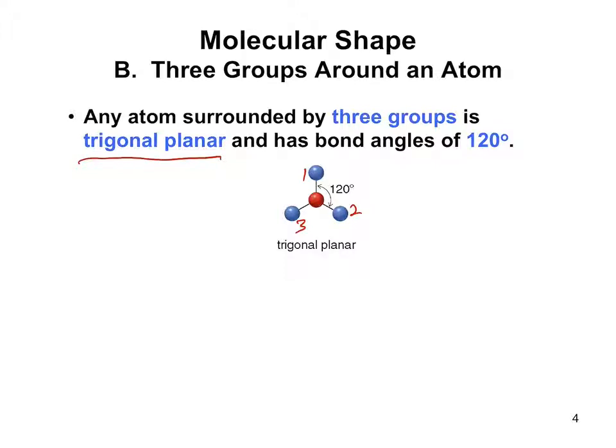And if you had a model, you'd be able to see that that's as far apart as they can get from one another. And that's what VSEPR theory tells us. Those groups are going to get as far apart from one another as possible.